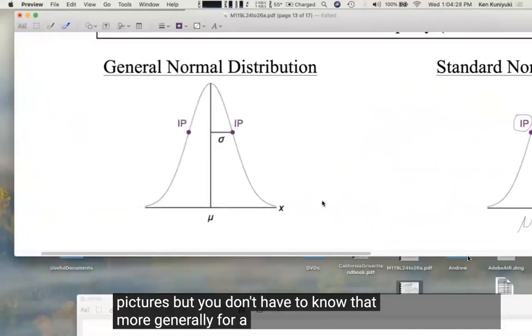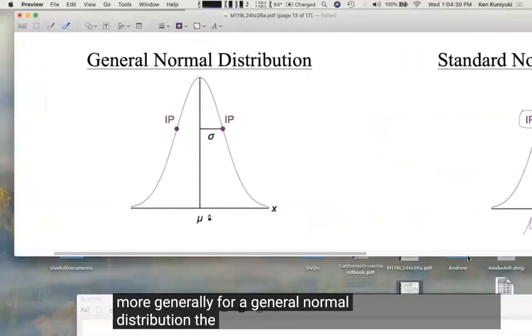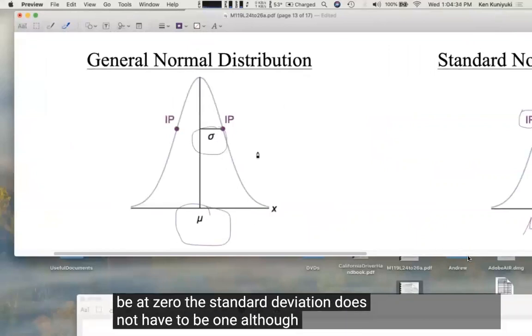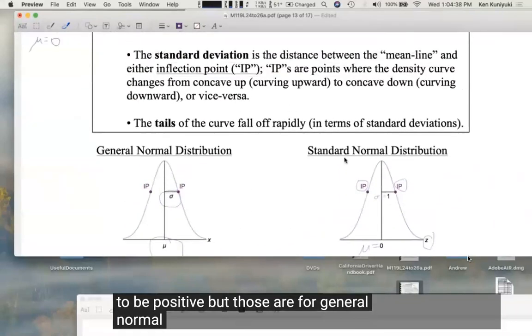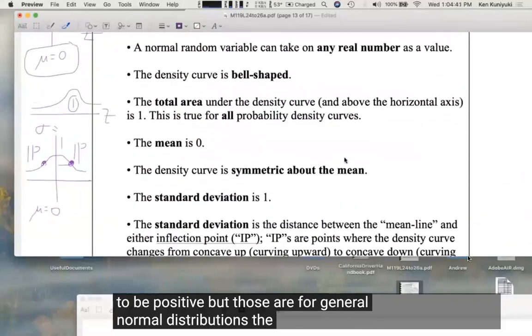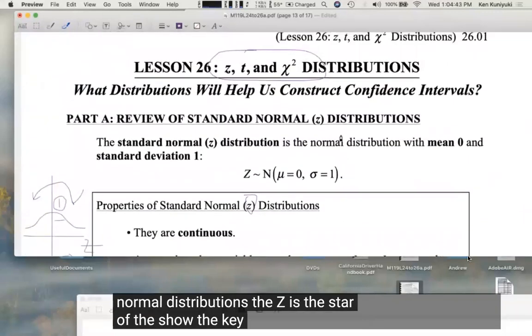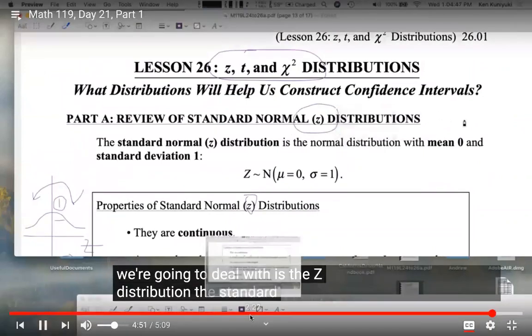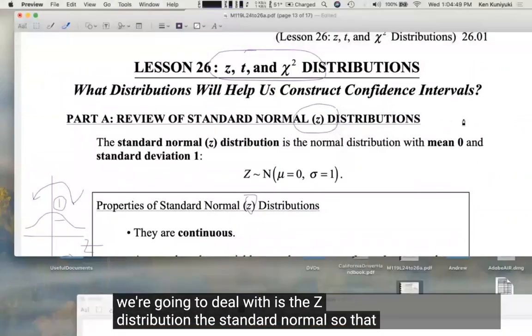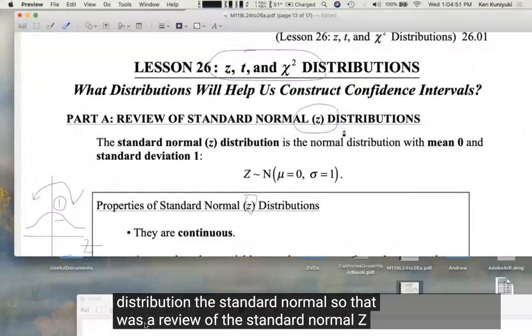More generally, for a general normal distribution, the mean does not have to be at 0. The standard deviation does not have to be 1, although it does have to be positive. But those are for general normal distributions. The z is the star of the show. The key normal distribution we're going to deal with is the z distribution, the standard normal. So that was a review of the standard normal z distribution.